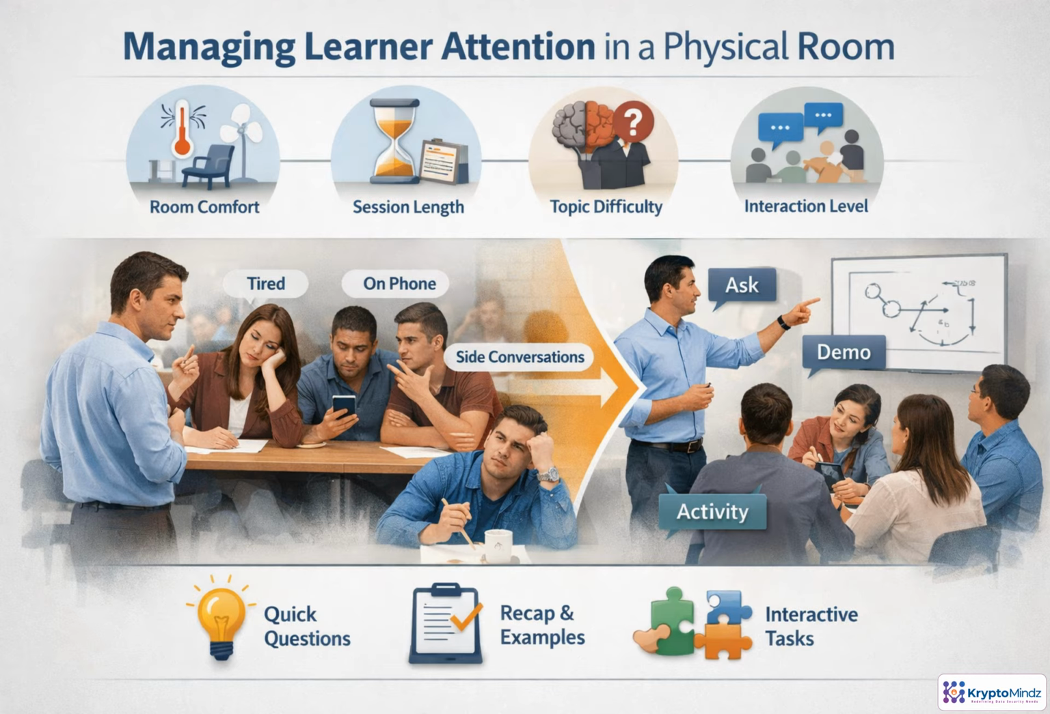In a classroom, attention is something you manage actively, not something you assume. Watch the room. Quiet learners, phones, side talk, tired posture, and confused faces are all signals to adjust. Reset energy before it collapses. Ask a quick question, give a short recap, add a relevant example, run a mini activity, or switch to a demo. For difficult technical topics, keep explanations shorter and make learners do something often.